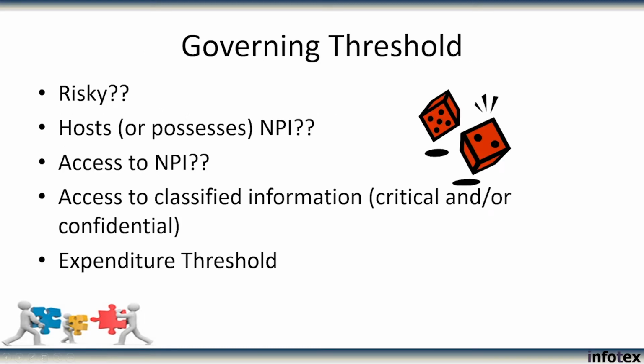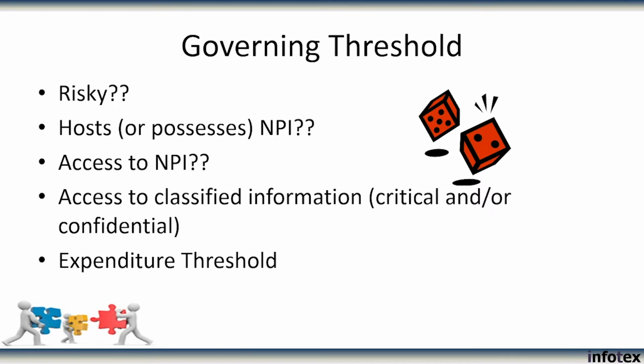One thing we also need to discuss is the governing threshold, how you decide what vendor due diligence is required. So the complexity of the due diligence process for what groups or levels of vendors, and this is of course based on risk. Does the vendor host or possess NPI? Do they instead just have access to NPI? Do they have access to lower levels of classified information such as critical or confidential? And then the expenditure threshold.